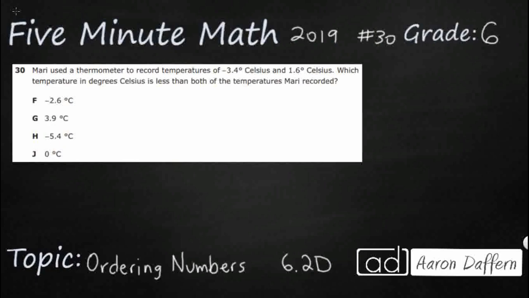So we have a temperature problem where we are trying to order the numbers. We just have some negative numbers, and they're rational numbers. We can't even necessarily call them integers because we do have decimals. They gave us negative 3.4 degrees Celsius and 1.6, or 1 6/10, degrees Celsius. And then we need to find a temperature that is less than both. I don't think it's going to be a problem finding something that is less than that 1.6, but sometimes it can get a little bit strange trying to find numbers that are less than a negative number.